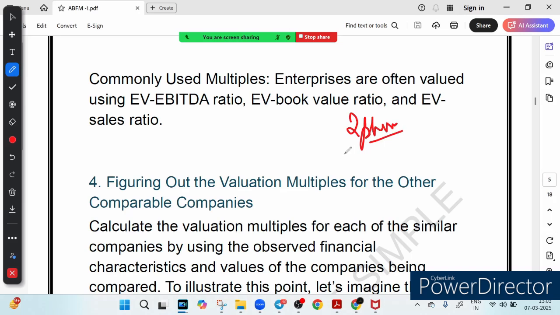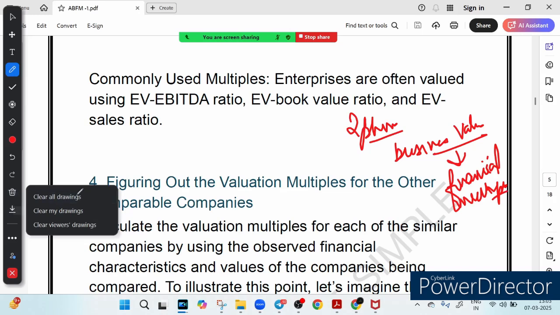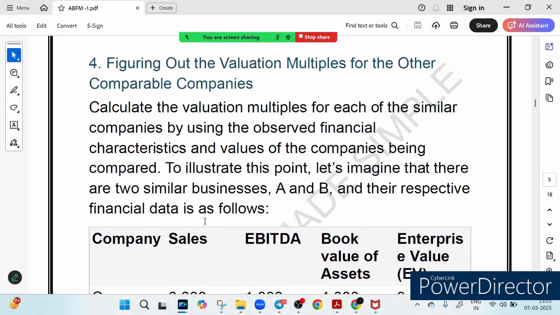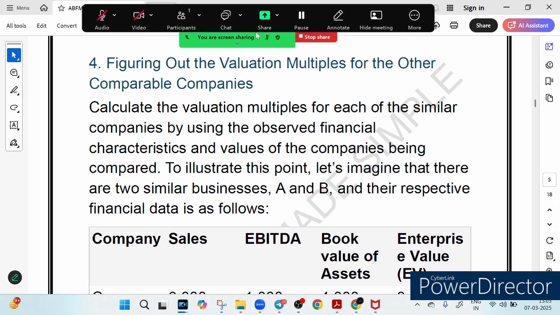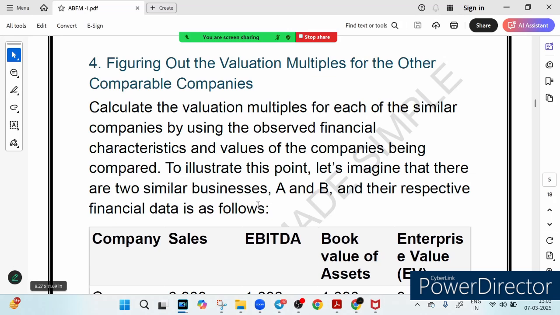Similarly, in business valuation, whenever we value a business, we compare companies using some multiples, which we call financial multiples. So let's break it down in the easiest way possible. When valuing a company, we look at similar businesses and calculate valuation multiples using financial data. So let's take two companies, company A and company B, and let's see how it works.